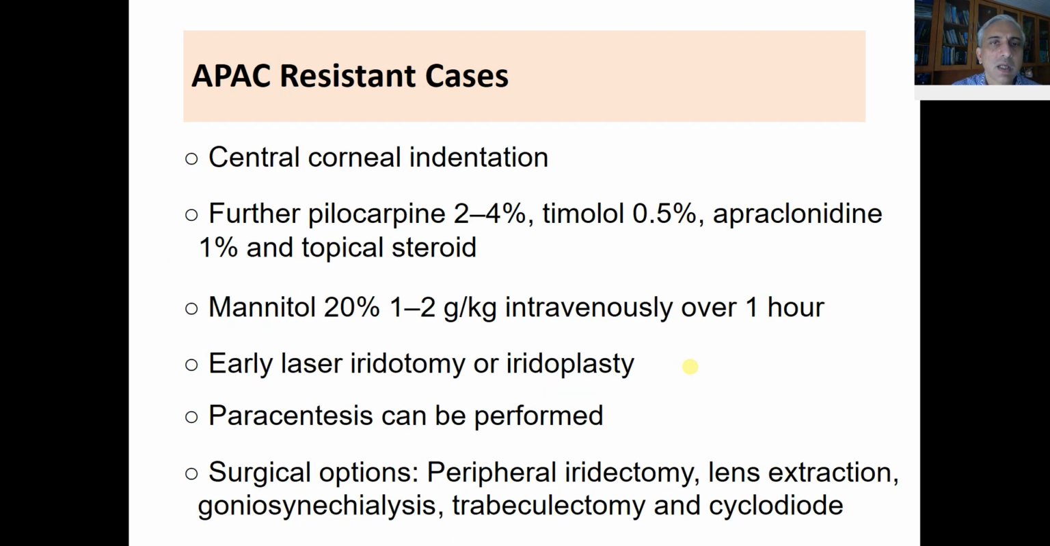In resistant cases, you can do a central corneal indentation to cause the aqueous to forcefully go into that angle, so that the apposition gets released. And you use further pilocarpine 2%, timolol and apraclonidine and topical steroid, and mannitol over 1 hour. Then once you've got the pressure down and the cornea clears up, you can do a laser iridotomy.